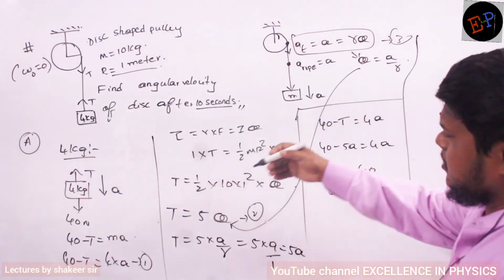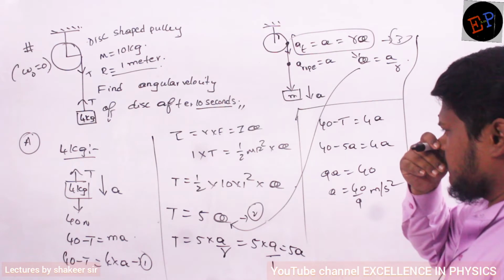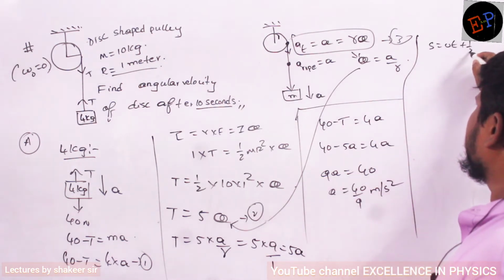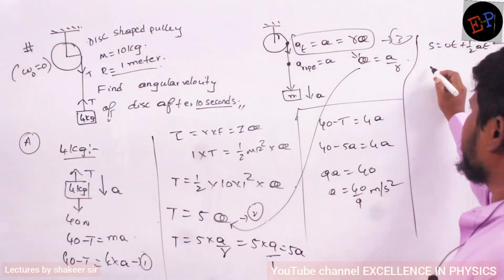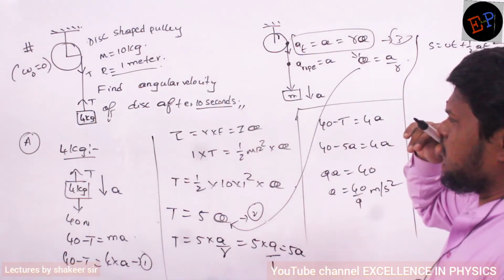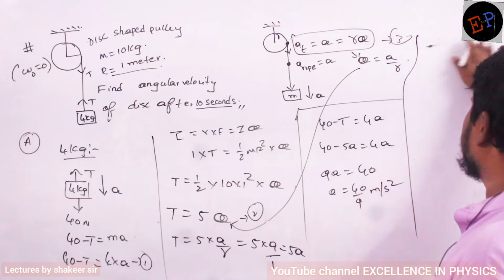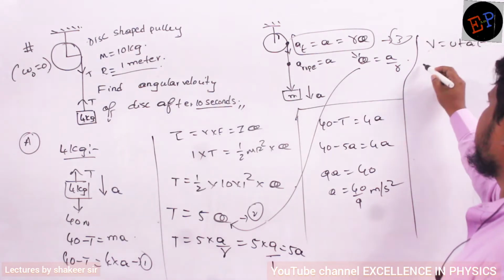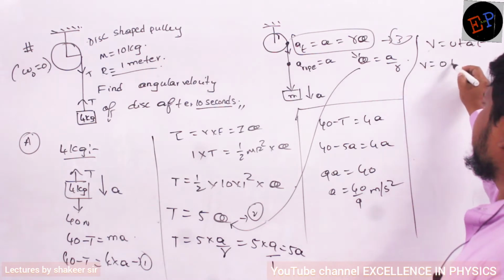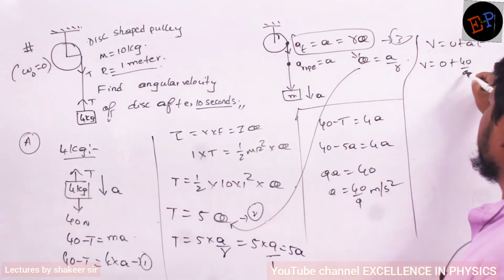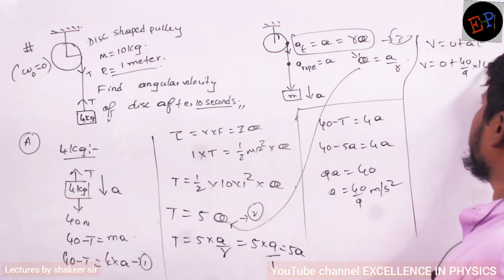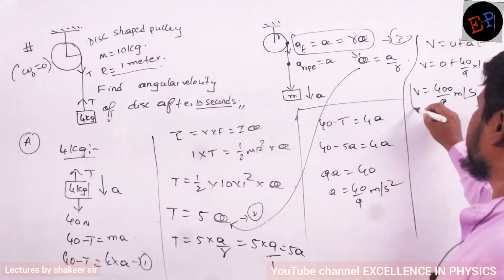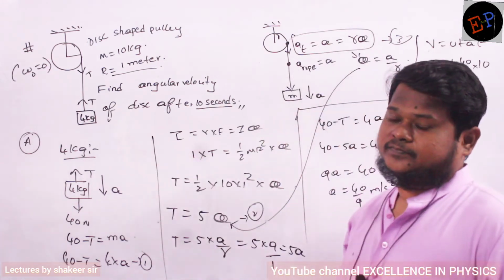Now, do we need to take the free body diagram of this? No need of free body diagram. I can just use the relation S is equal to ut plus half at square. But the distance after 10 seconds is not given, so let us take the final velocity. I will take V is equal to u plus at. So the final velocity of the body is: initial velocity is 0, acceleration is 40 by 9, and time taken is 10 seconds. So 400 by 9 meters per second.